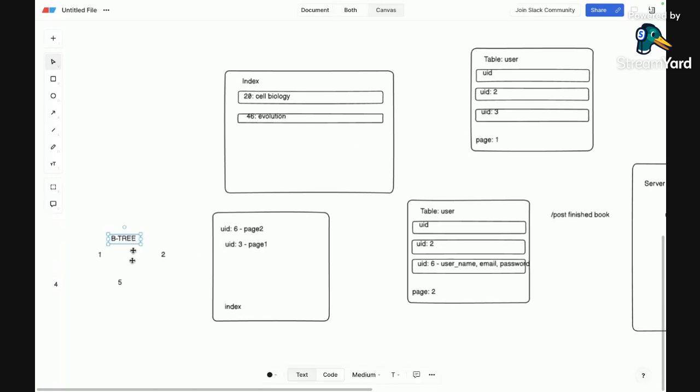So here what it can do is go to the index. UID 6 is in page 2, so it will forget page 1, page 3, 4, 6. It will straight away go to page 2, take everything in page 2 to the memory, and there it will look for UID 6. Then it got the data, and that's returned. So this is how indexing works.